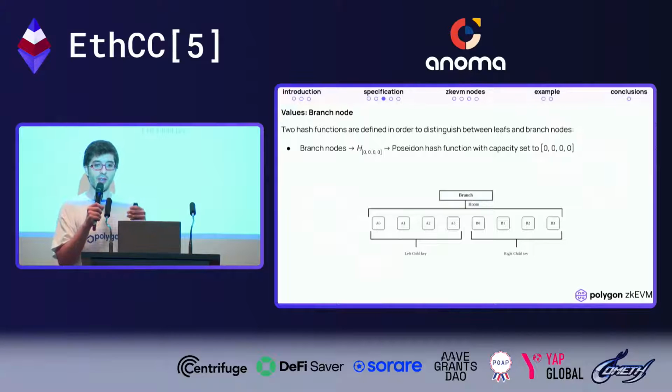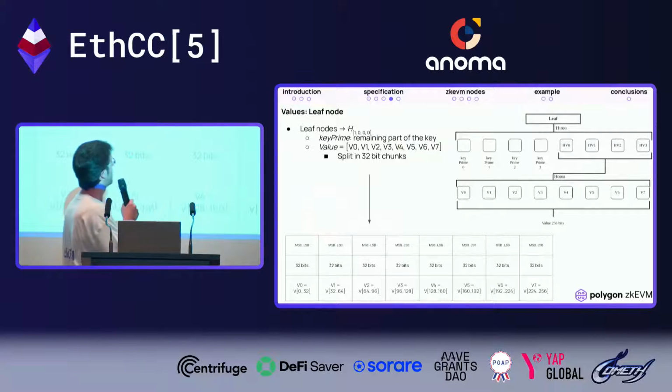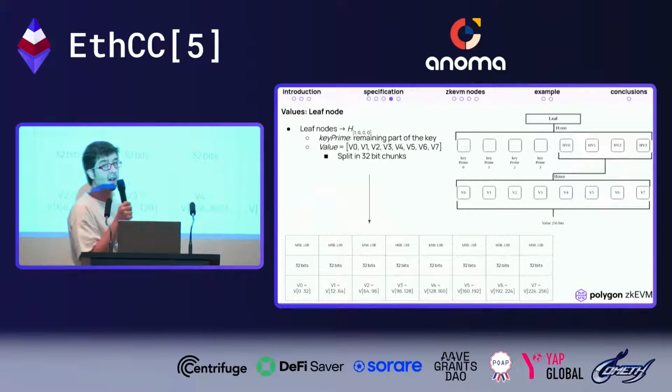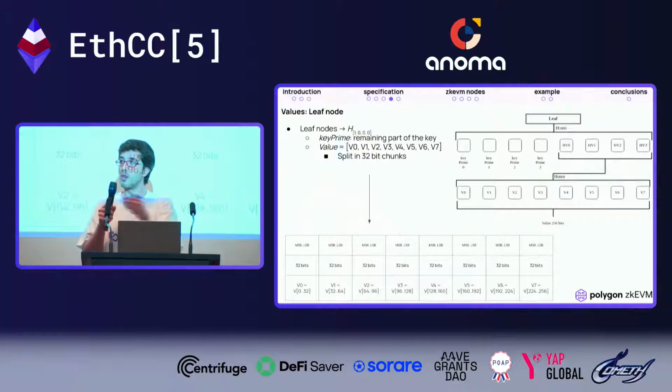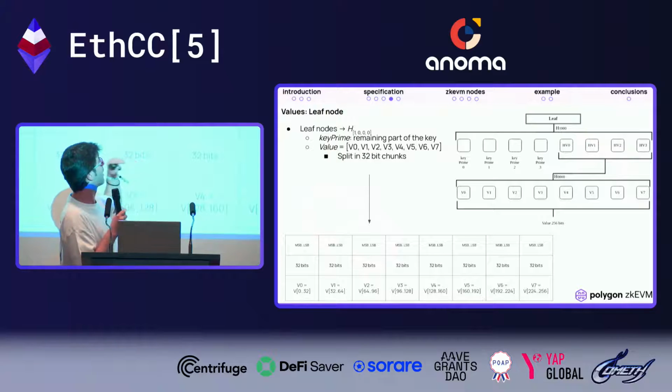But here, the important thing is that we are hashing them using a capacity of 0,0,0,0, which is basically the hash function that we are using here. And it is very important, if you see the next slide, which explains the leaf node, we are using a capacity of 1,0,0,0. This is basically a flag in order to differentiate a leaf node from a branch node. So you can see that you have either a branch node or a leaf node.